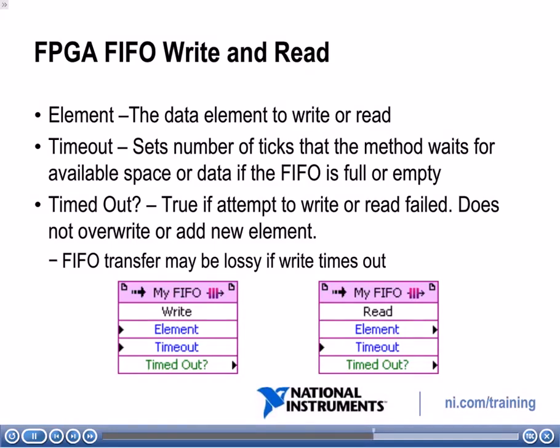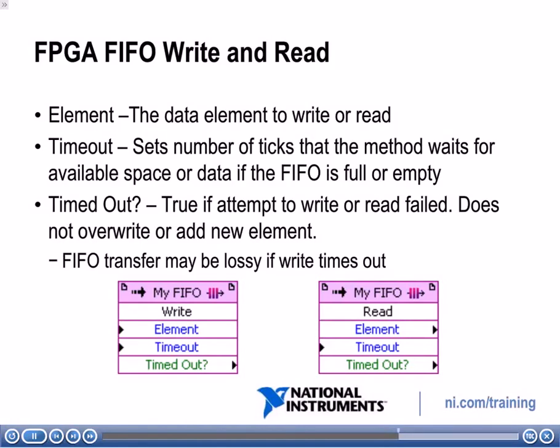Now let's take a look at the FPGA read on the right-hand side. Here we have an element that we're trying to read from the FIFO, and we also have a timeout. If we call this read and the FIFO happens to be empty, then this node is going to sit there and wait until there's an element available. If the specified timeout expires, then timed out will output a true. That would indicate an underflow condition, which we'll talk about in the next module as well.